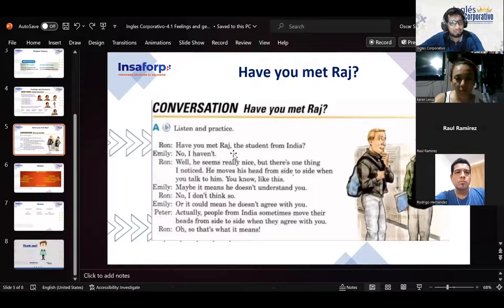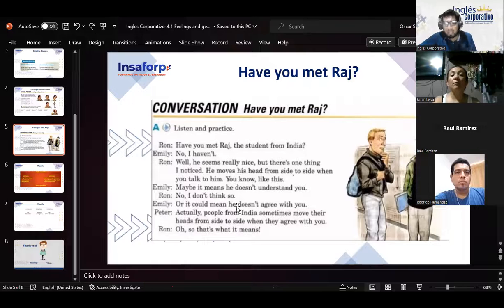Have you met Raj, the new student from India? No, I haven't. Well, he seems really nice, but there's one thing I noticed. He moves his head from side to side when you talk to him. You know, like this. Maybe it means he doesn't understand you. No, I don't think so. Or it could mean he doesn't agree with you. Actually, people from India sometimes move their heads from side to side when they agree with you. Oh, so that's what it means.